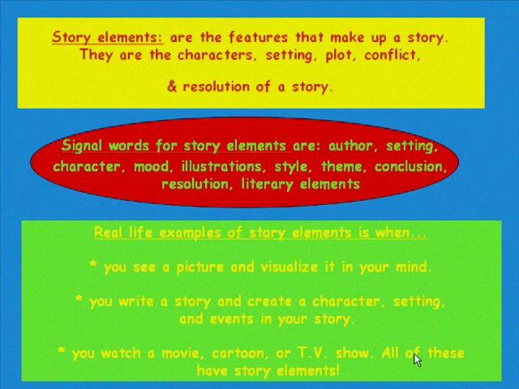Some signal words for story elements are author, setting, character, mood, illustrations, style, theme, conclusion, resolution, and literary elements. Some real-life examples of story elements is when you see a picture and visualize it in your mind. You write a story and create a character, setting, and events in your story. And you watch a movie, cartoon, or TV show. All of these have story elements.